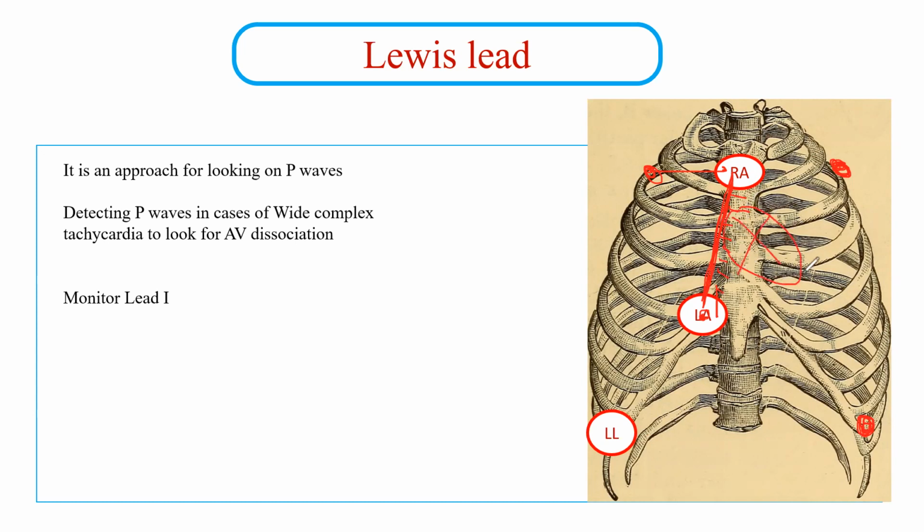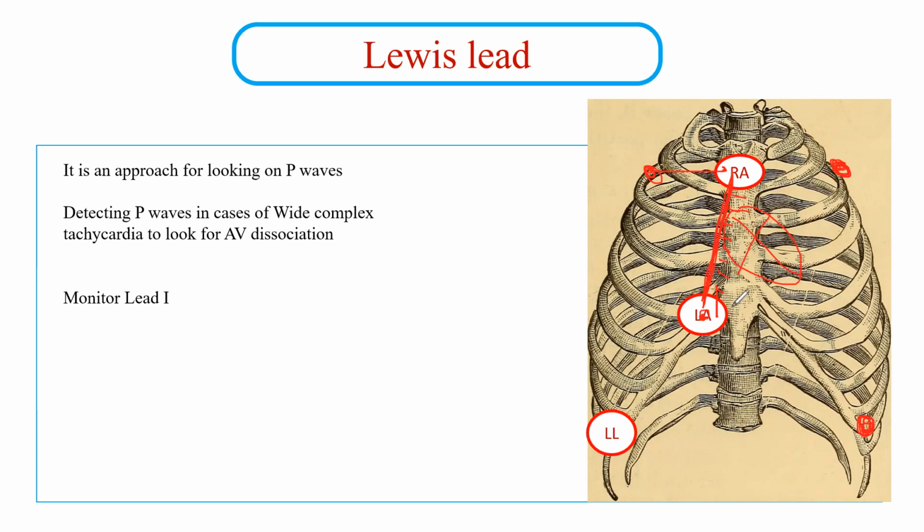So literally speaking, the Lewis lead is used to lock on P waves. It helps identify the P waves more accurately. This approach is used whenever you have a narrow complex tachycardia or a wide complex tachycardia, and you want to see if the patient has a P wave or not, where the P waves are, and what the relationship is between the P waves and the QRS complex to see if there is AV dissociation. We will have two important examples of this, and you will understand it from there.